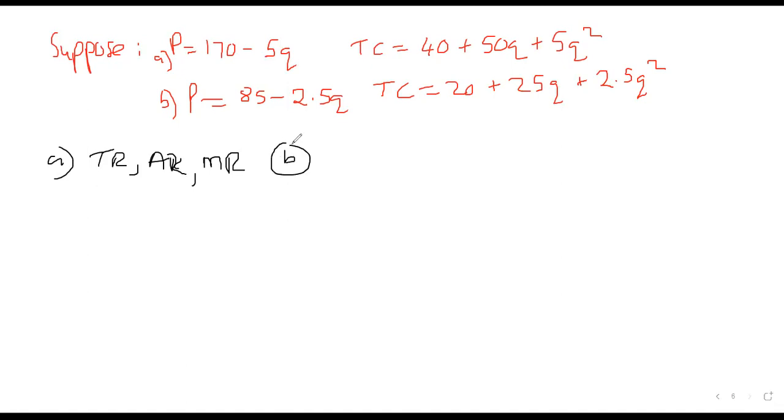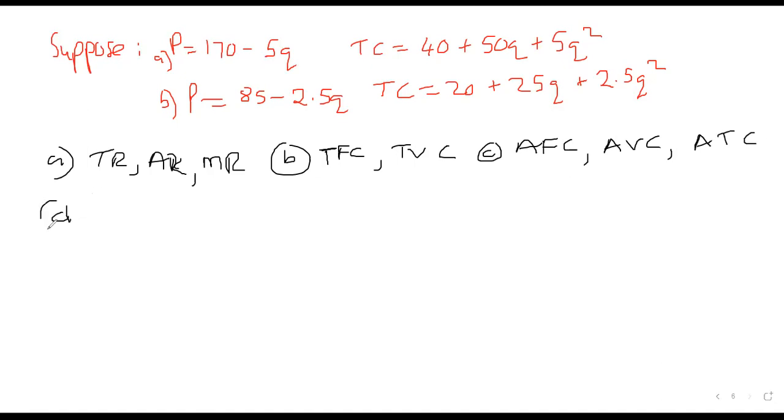Part B, we're being asked to find the total fixed cost and also to find the total variable cost. In part C, we're asked to find the average fixed cost, the average variable cost and the average total cost. In part D, we're being asked to find the marginal cost, profit, marginal profit, and finally to find to maximize what? Profit and revenue.